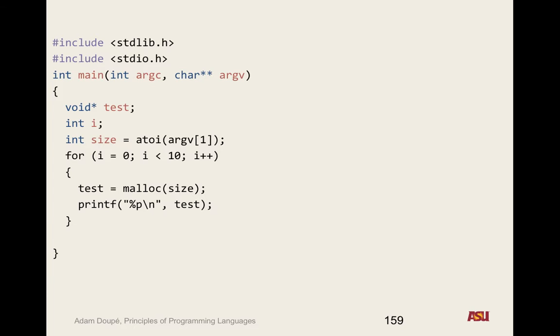You would have made test an int star, but size would have stayed the same size it is up there, and so you're trying to allocate to an int star an arbitrary size.